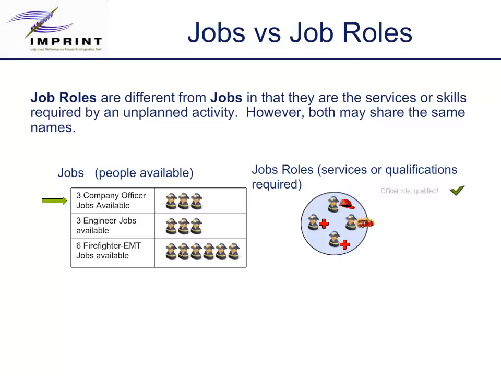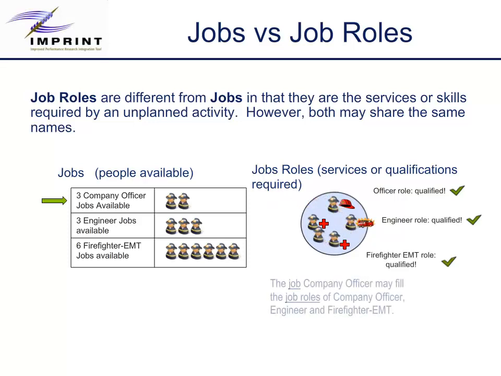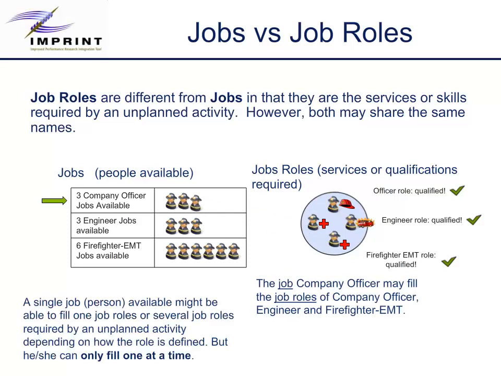Job roles are different from jobs in that they are services or skills required by an unplanned activity. However, both may share the same names. A single job or person available may be able to fill 1 job role or several job roles required by an unplanned activity, depending on how the role is defined. But he or she can only fill 1 at a time. For example, the job company officer can fill the role of company officer, engineer, or firefighter/EMT, but not chief.